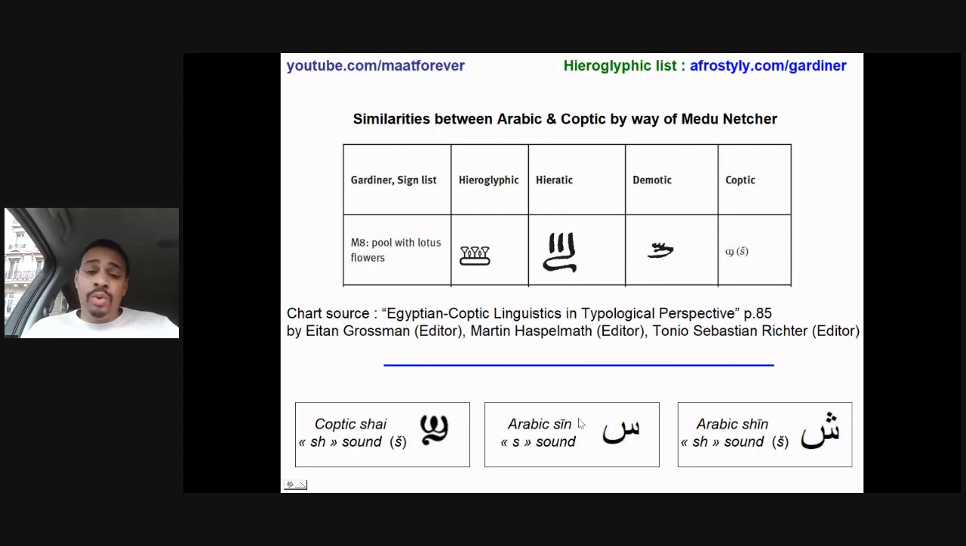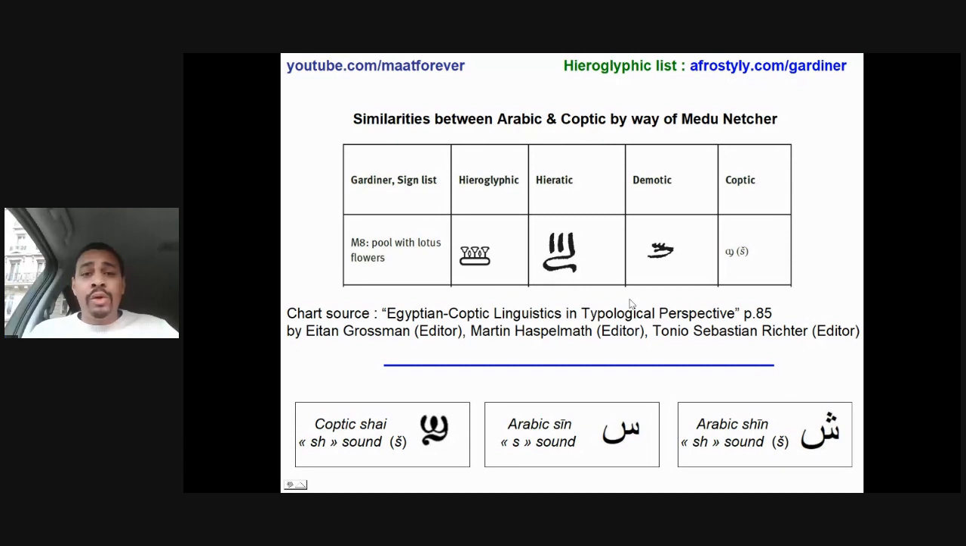I'm only showing this because it's not the exact same sound. The sh and the s is not the same sound. I'm only showing this because on the bottom right corner, you have the Arabic shin, which is the sh sound. The only difference between the sin and the shin are those three dots that you see here above the sin. When you have those three dots above the sin, it gives you the sh sound. It is the letter shin.